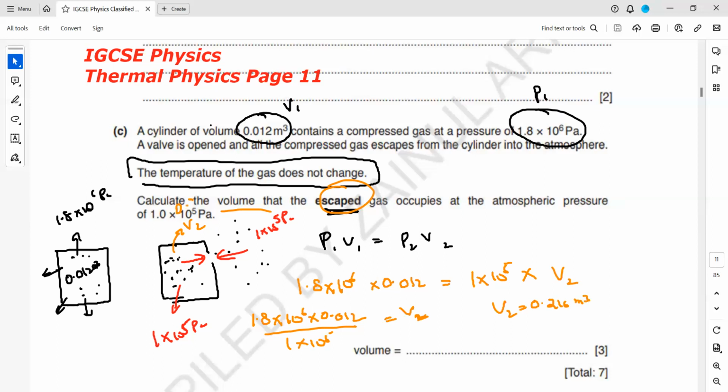Now we know that 0.216 is the gas which is still there. So how will we know what volume of the gas has escaped, or what is the difference in the volume? You have to subtract the two volumes. This is the final volume, this was the initial volume, subtract the two volumes, and this will give us how much gas has escaped. Is it clear, this one?